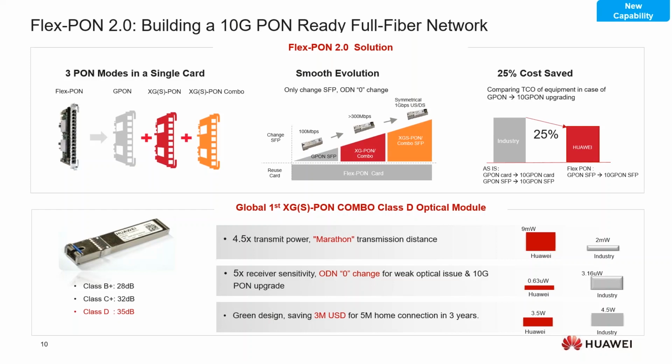So the latest generation of optical module, the class D, which means 35 dB, which is nearly 4 times higher on the transmission power budget and 5 times more sensitive on the receiving side, will be introduced also during the migration approach. With that one, we will get longer distance, more reliable connections, and more power saving on the RT construction. So that's on the central office part.